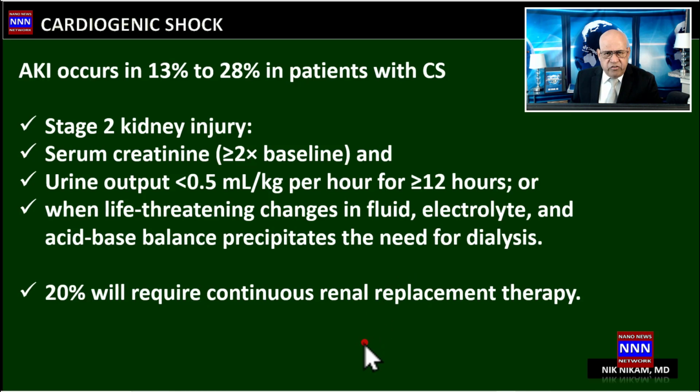All right, acute renal injury is a fairly common process during the course of a cardiogenic shock. It occurs in 30 to 28% of patients with acute cardiogenic shock. That is one third of patients with cardiogenic shock may develop acute renal insufficiency. And it is similar to stage 2 kidney disease with a serum creatinine jumping 2 times above the baseline, the urine output less than 0.5 ml per kg per hour for 12 hours or longer.